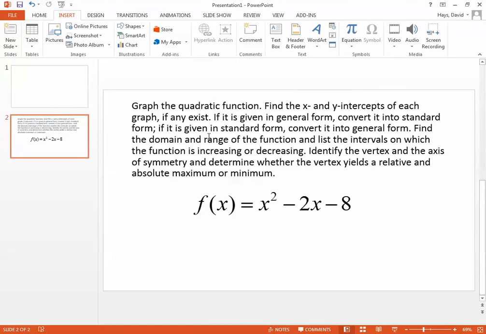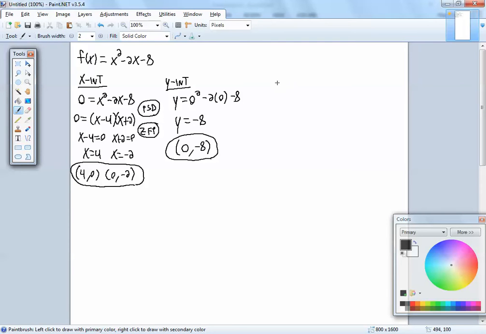Now they say if it's in general form, convert it to standard. If it's in standard, convert it to general. Well, this is in general form. And our first step is to factor out. Now this only applies in some cases. It won't apply in this problem because we got a 1 here. But we would factor a 1 out of the first two terms. So factor whatever number's in front of your x squared out, that coefficient.